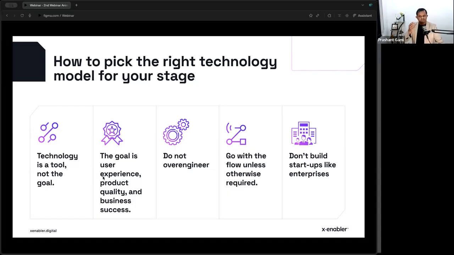So the goal is actually user experience. As I said in my previous example, the quality of the answer determines the user experience. If the quality is not good, the user experience is deteriorated, the product quality is deteriorated, and the business success is deteriorated. So what you are actually aiming for is the utmost user experience for the one feature or a subset of features that you are currently developing, not for everything. And do not over-engineer, as we keep saying, and go with the flow unless otherwise.